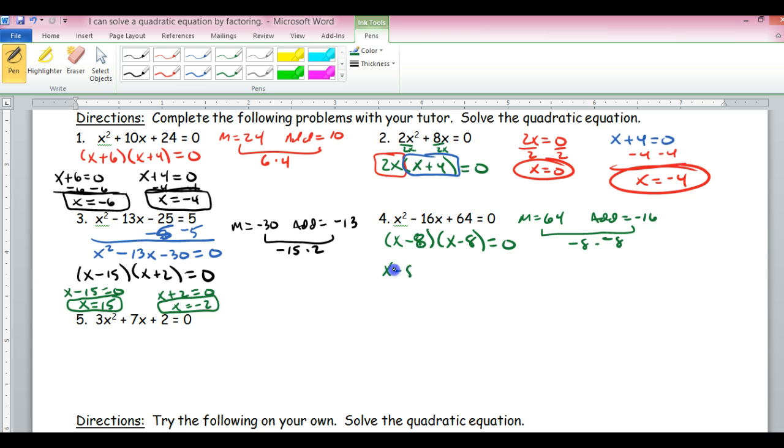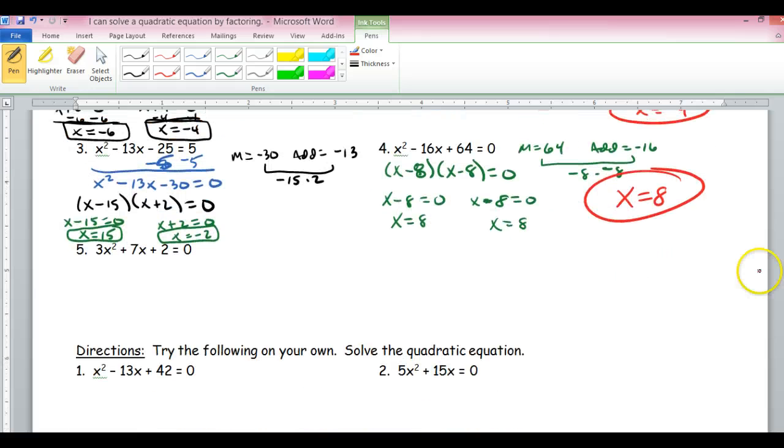Well, think about this. If I pull both these factors out and set them equal to 0, when I solve this, I get x equals 8. When I solve this, I get x equals 8. How many solutions does this quadratic truly have? Well, in this case, since these solutions repeat, we really only have to write one final answer. The only solution to this one is x equals 8. Okay? Hopefully it's easy to follow along with.